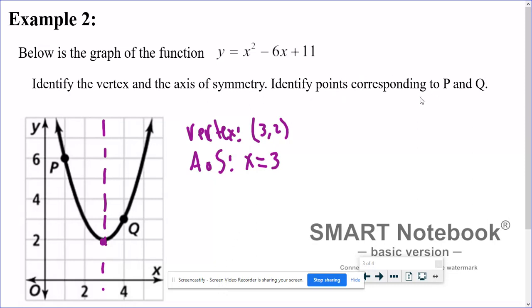Identify points corresponding to P and Q. So the notation for that, for P, the point corresponding to P is not talking about the point that's identified as P on here. It's talking about the other one. So corresponding would be on the other side. You use a little dash there to indicate it's the point on the other side. So the ordered pair there appears to be (5, 6). The point corresponding to Q is the point right there. So it would be (2, 3).